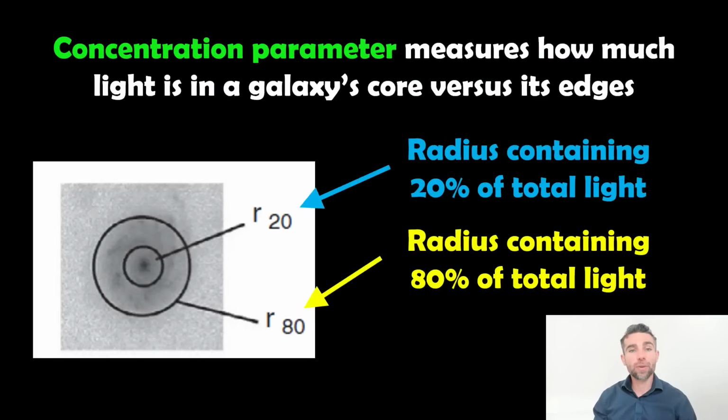And then our final one is the concentration parameter. Now this is going to measure how much of the galaxy's light is in the core of it versus the edge of the galaxy. So is it brighter in the center or not? Here we've got two circles that we draw around the galaxy, and the first one is R20. That is the radius that contains 20% of the total light of the galaxy, and then you've got your R80, which is the radius that contains 80% of the total light.